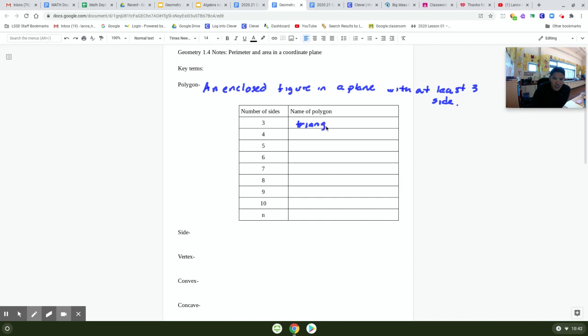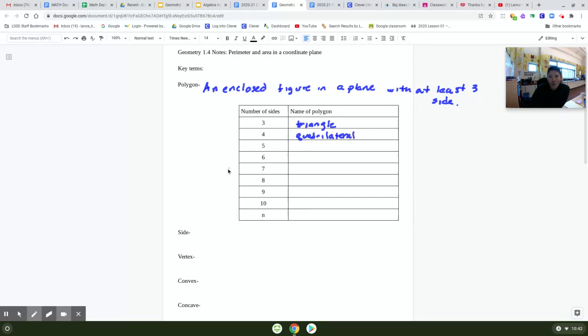A polygon with four sides. Yes, a square is a polygon with four sides. Yes, a rectangle is a polygon with four sides. Those are more specific names. Every polygon with four sides is a quadrilateral. So really, we're taking a look at prefixes here. Tri meaning three, quad meaning four.